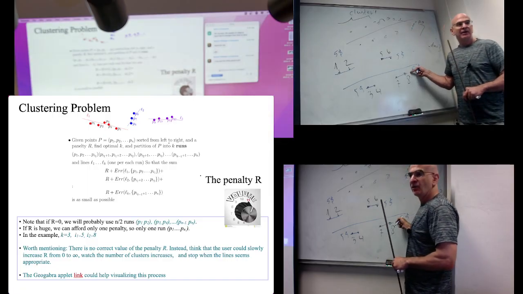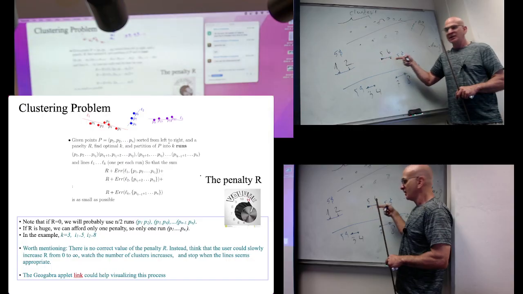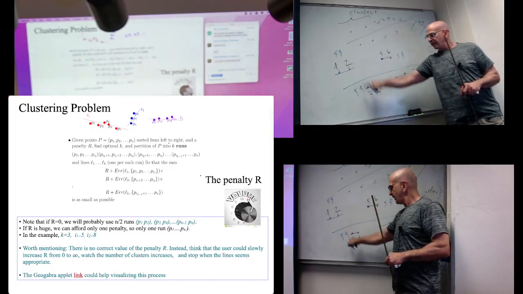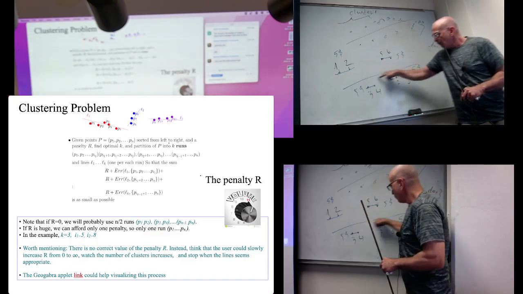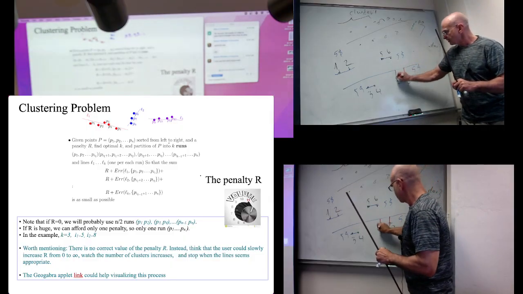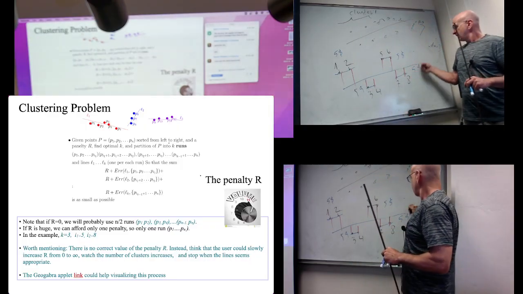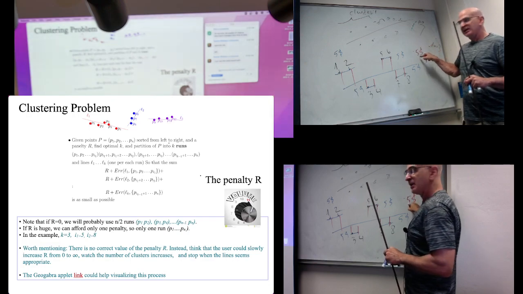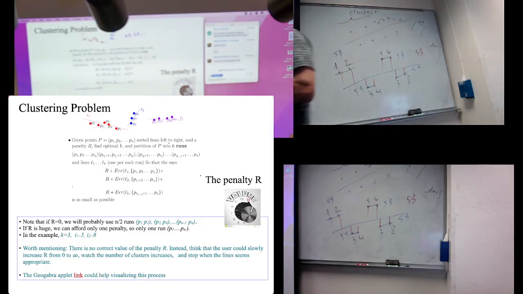So here I have 0 error, as far as my lines fit the clusters very well, but since I have a lot of clusters, I need to pay $20. What happens if I find only one line? Then my error will be much larger, because now my error is something like the squares of all these red lines, but I only need to pay a penalty for one cluster. Make sense?